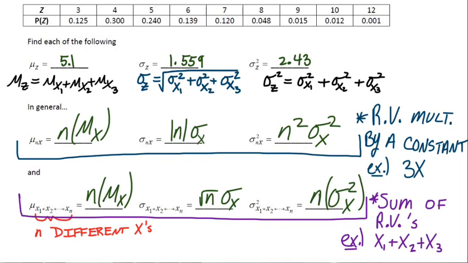Okay, so hopefully these examples helped illustrate to you the rules for means and variances of random variables when we're combining them or multiplying them or otherwise transforming them.